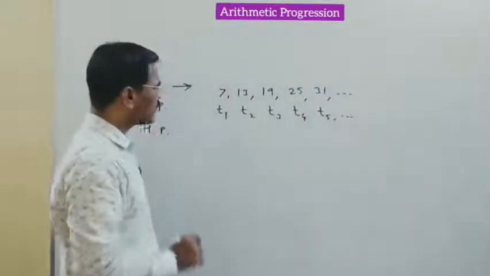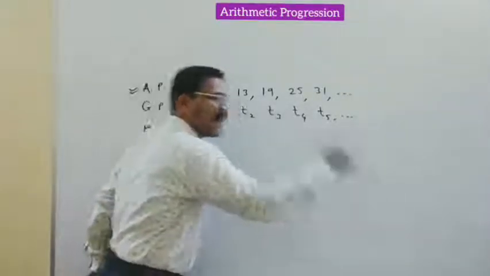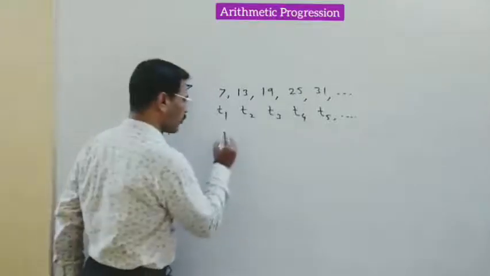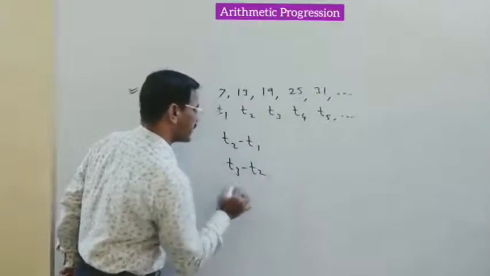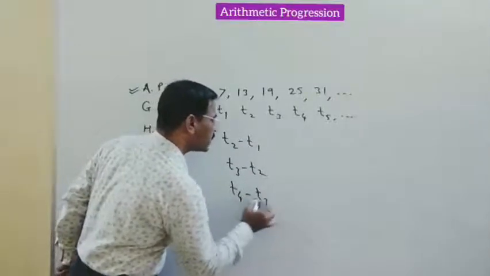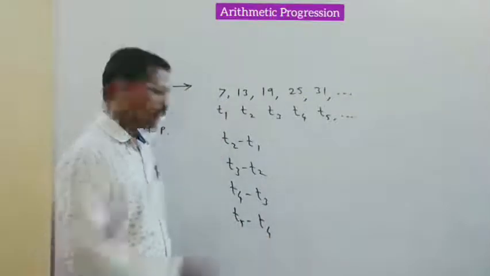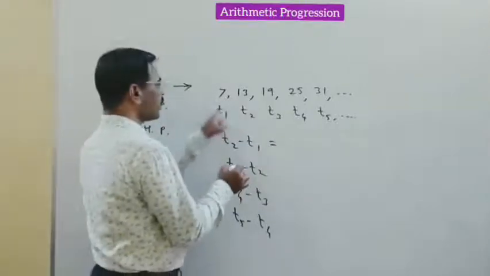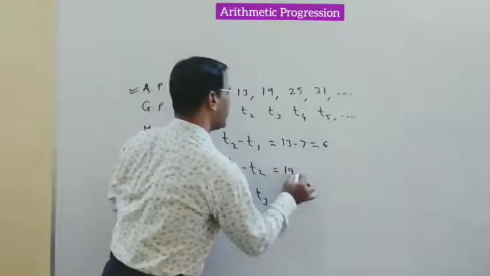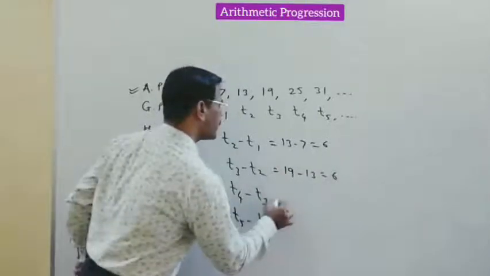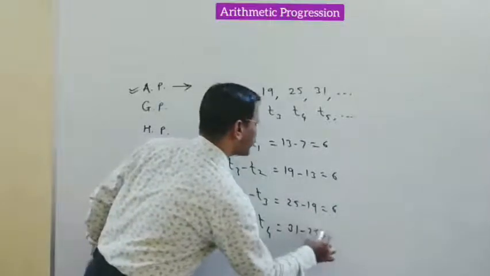Okay friends, now just try to observe. Common difference means we can take the second term minus the first term. That is the difference. Now the next one is the third term minus the second term, fourth term minus the third term, fifth term minus the fourth term. Let's see here. What is T2 minus T1 here? 13 minus 7, that is 6. Again 19 minus 13, which is again 6. 25 minus 19, again 6. 31 minus 25, 6.